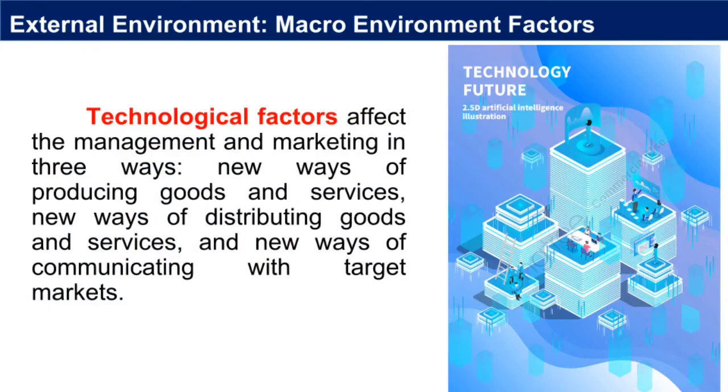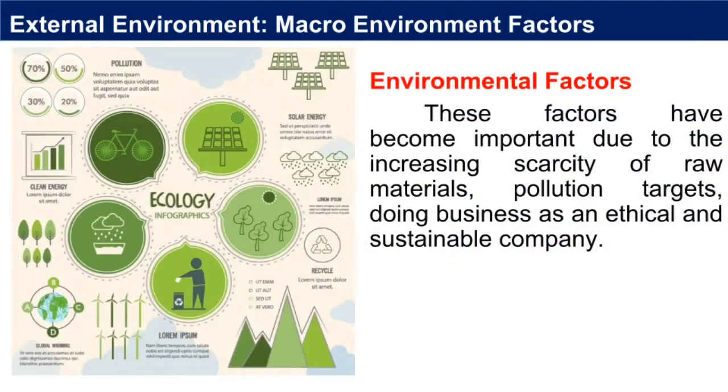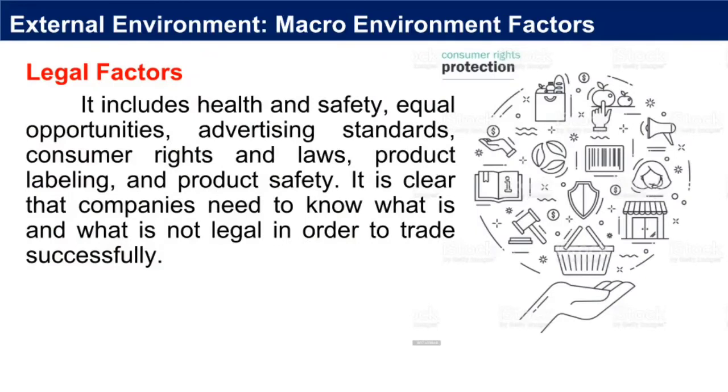Technological factors affect the management and marketing in three ways: new ways of producing goods and services, new ways of distributing goods and services, and new ways of communicating with target markets. These factors have become important due to the increasing scarcity of raw materials, pollution targets, doing business as an ethical and sustainable company. It includes health and safety, equal opportunities, advertising standards, consumer rights and laws, product labeling, and product safety. It is clear that companies need to know what is and what is not legal in order to trade successfully.